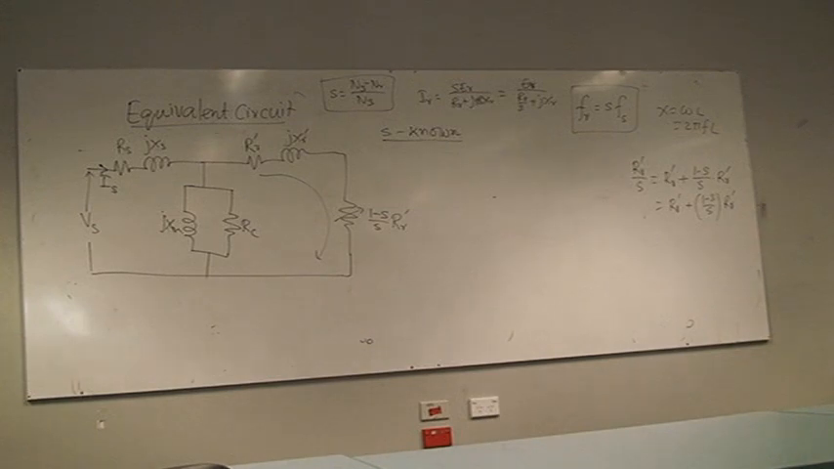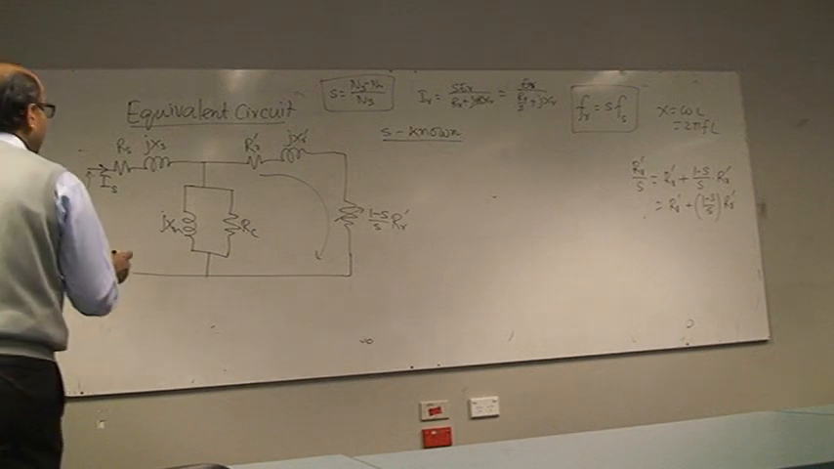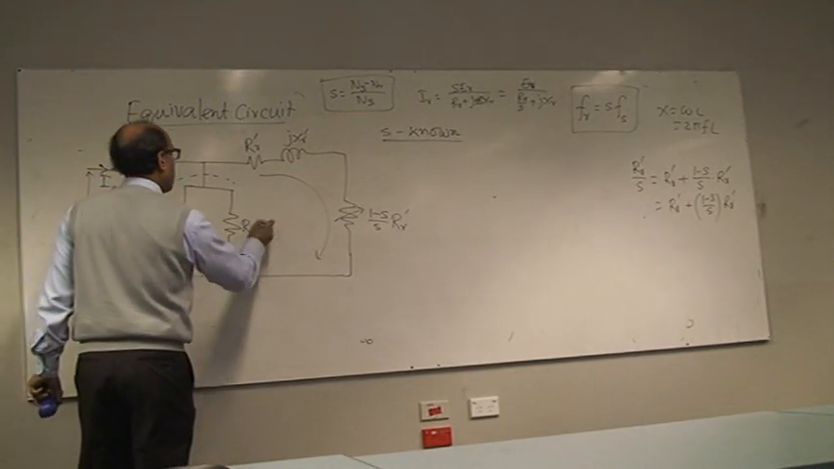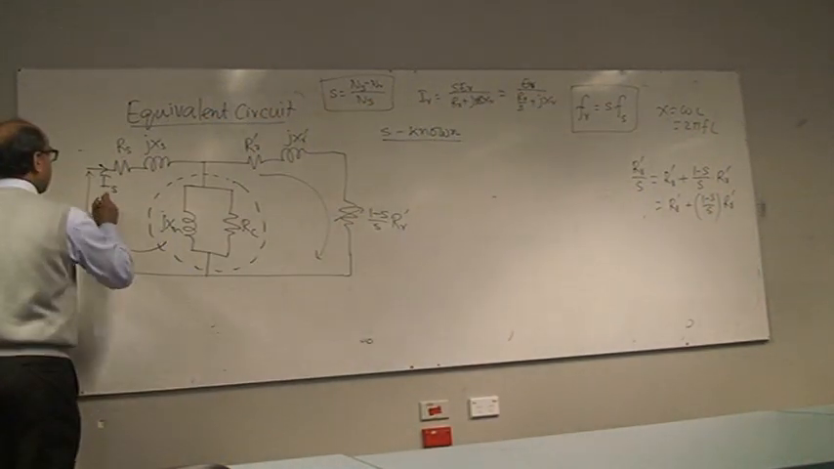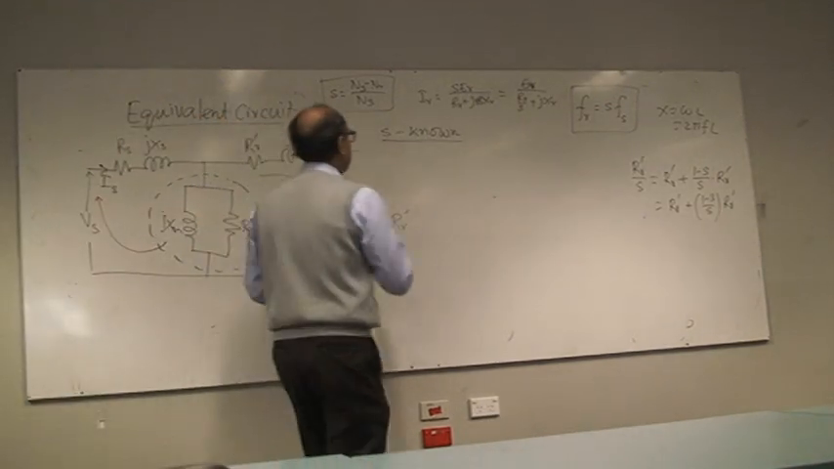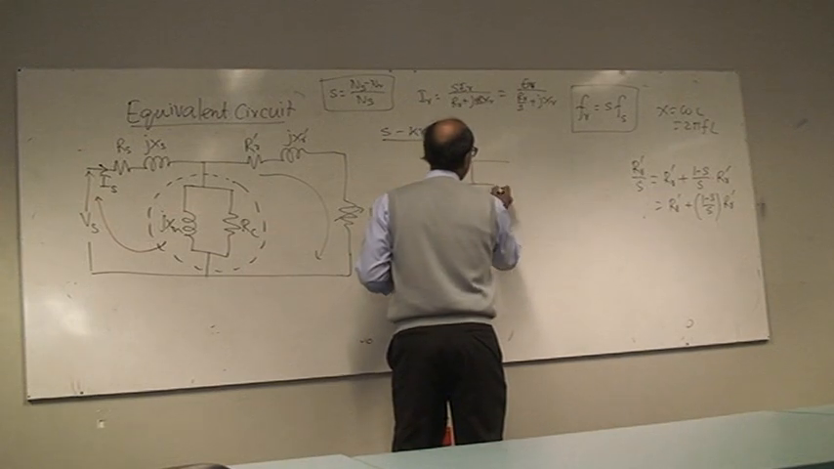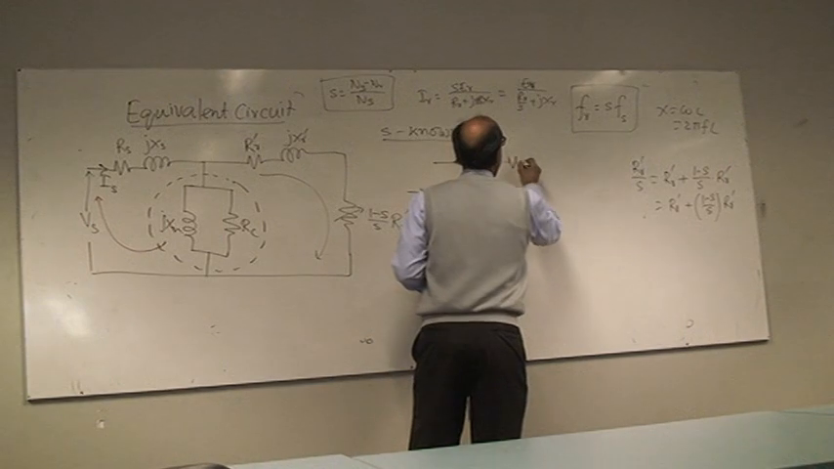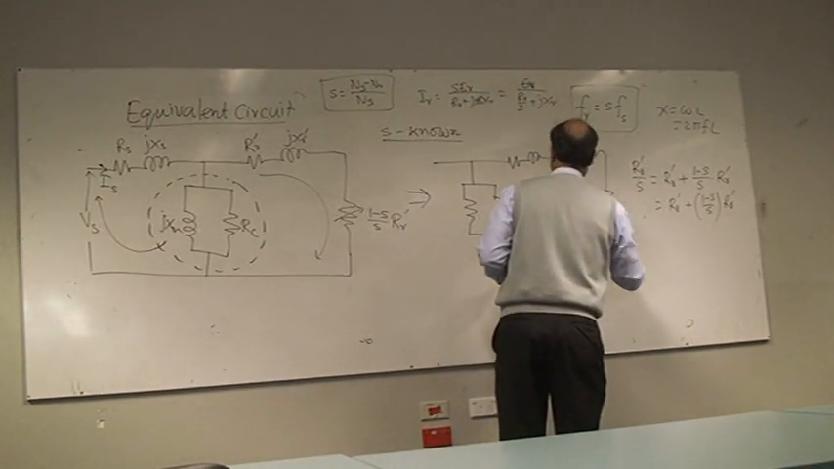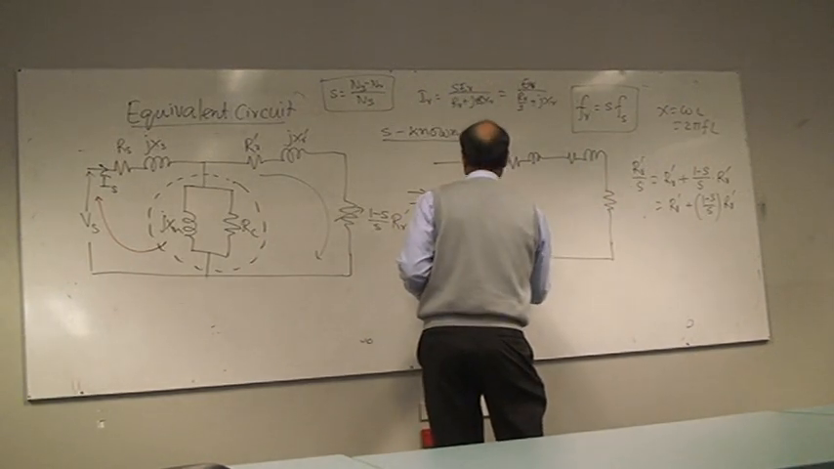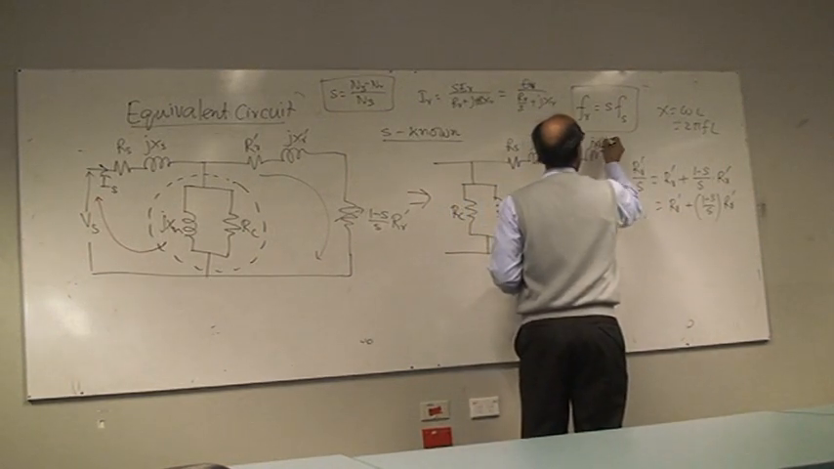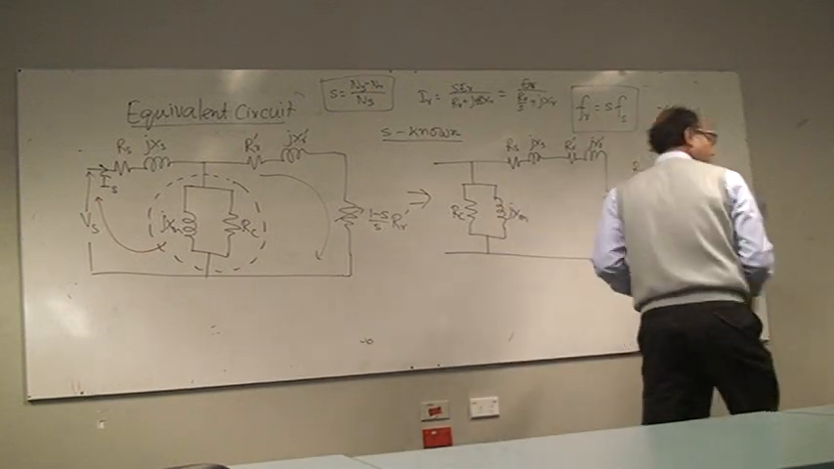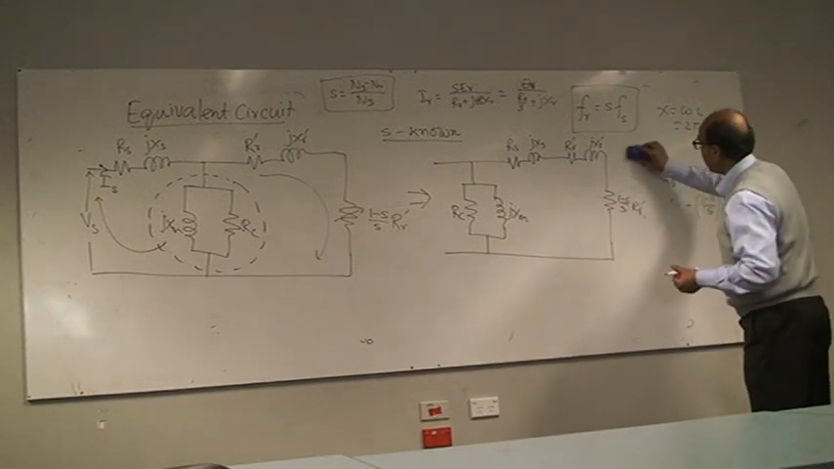Now, in order to make it a little bit simple, what you can do is bring this part to the front. Let us say this part, I bring it here. So then my circuit will look like this. Now can you tell me, when can I do that type of manipulation? When can I do that?